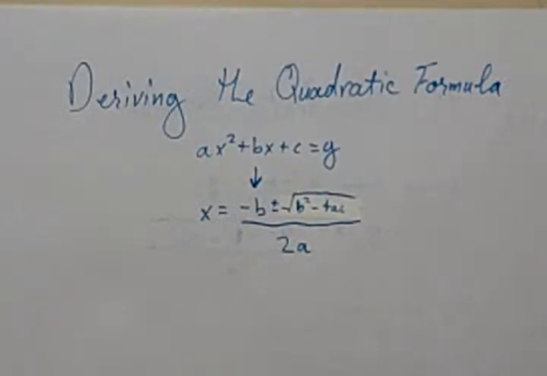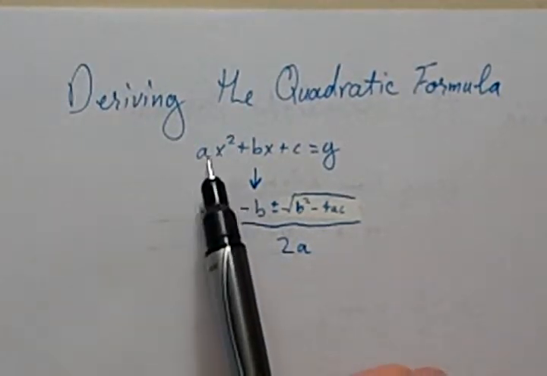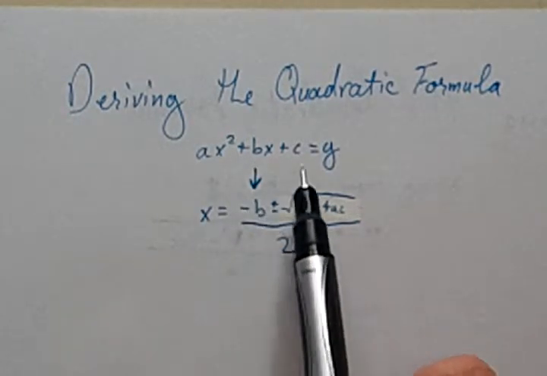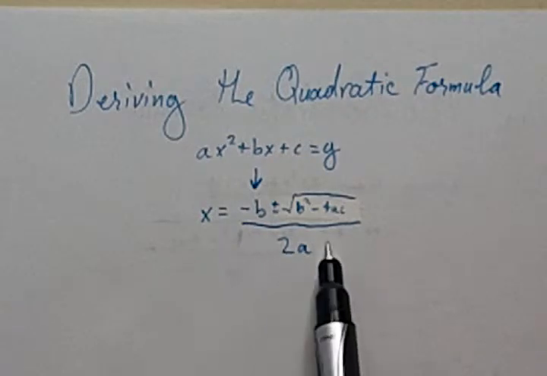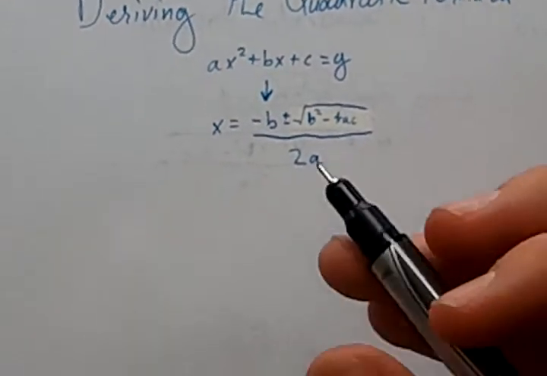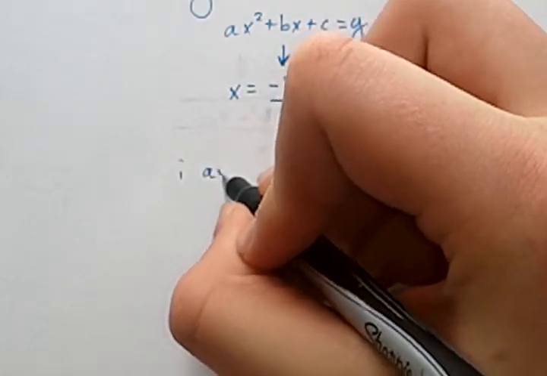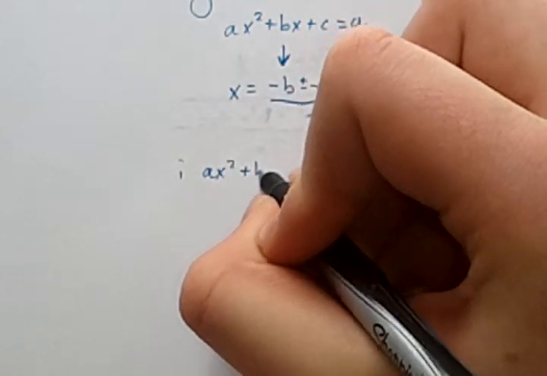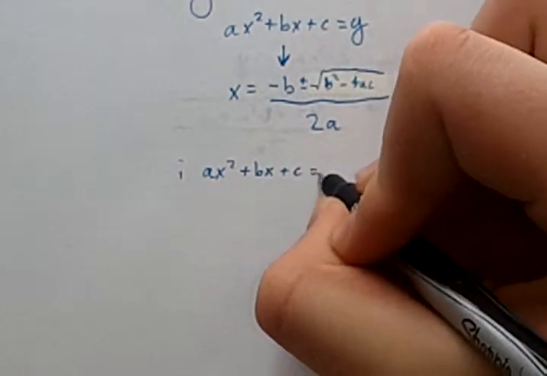Okay, so today I'm going to be demonstrating for you guys how to derive the quadratic formula. Basically, it's how we go from the standard form of a quadratic equation to the quadratic formula. So the first step we want to do is we start out with ax squared plus bx plus c equals 0.